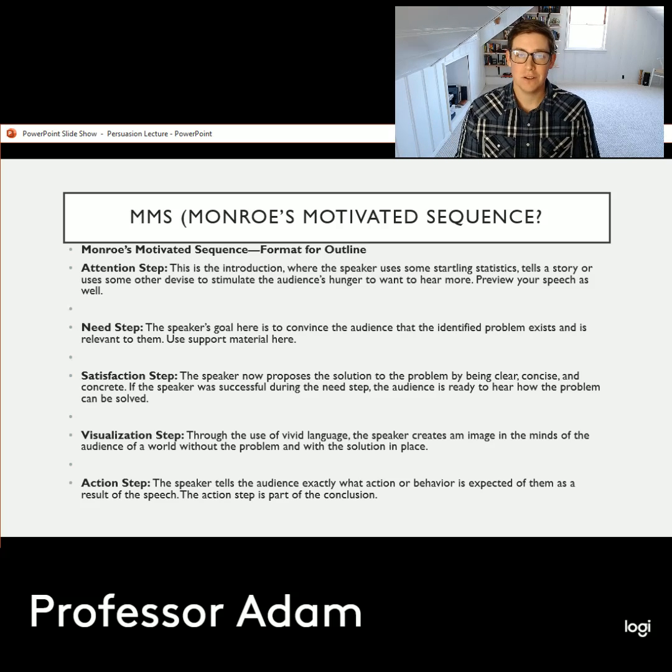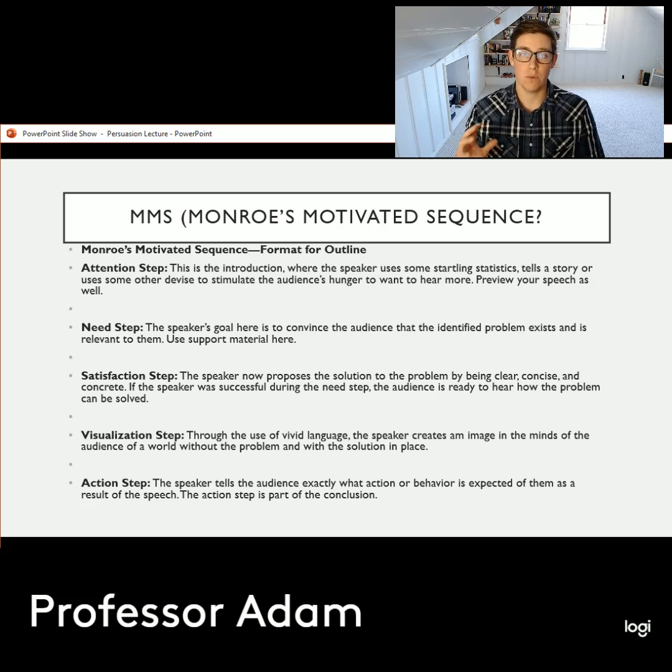And our final step here is going to be the action step. Now, our action step is our conclusion. This is where you're going to review your main ideas. So review your need step, your satisfaction step, your visualization step. You're going to restate your thesis, and you're going to end with an intriguing call to action with some kind of very clear, here's what I want you to do. And that should link to one of your satisfaction ideas, one of your solutions. Say, I want you all to do this.